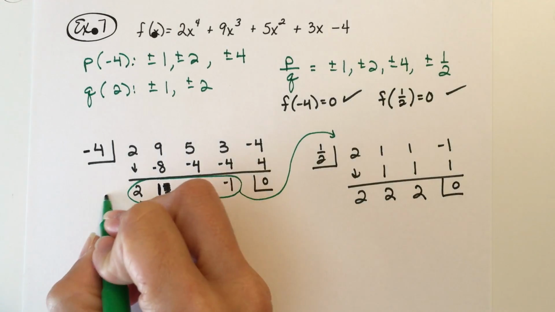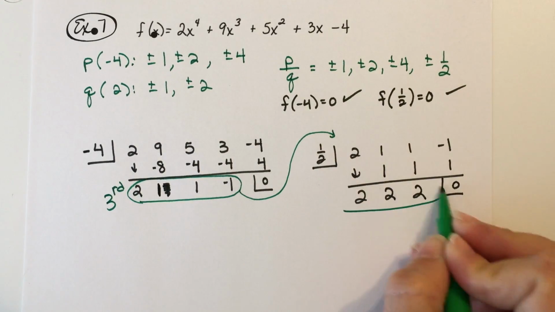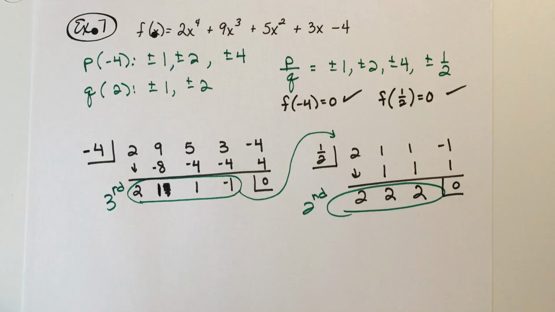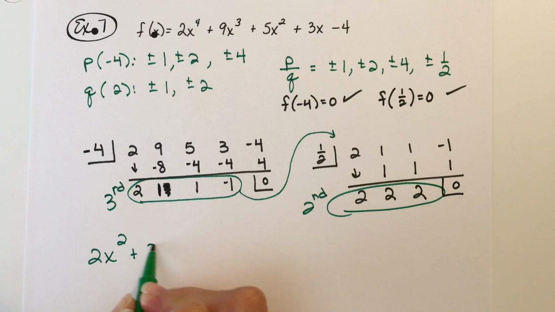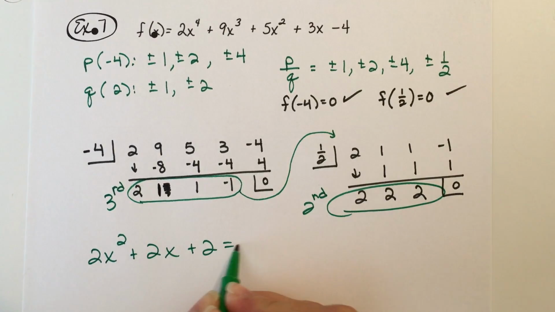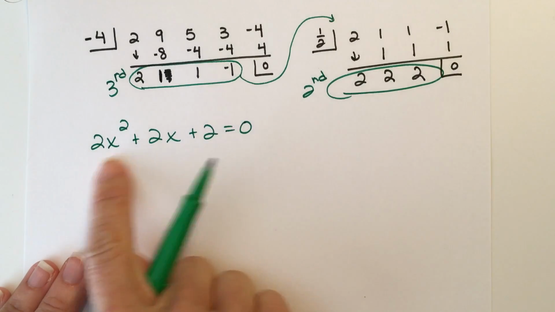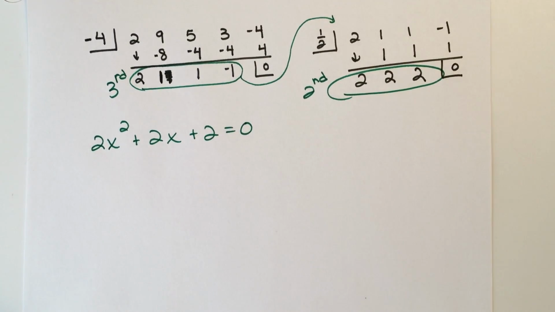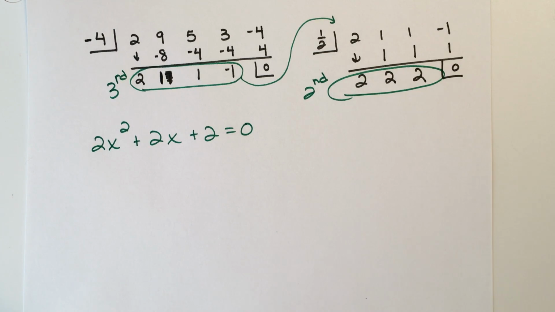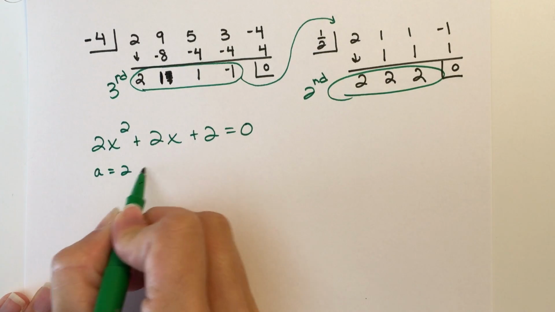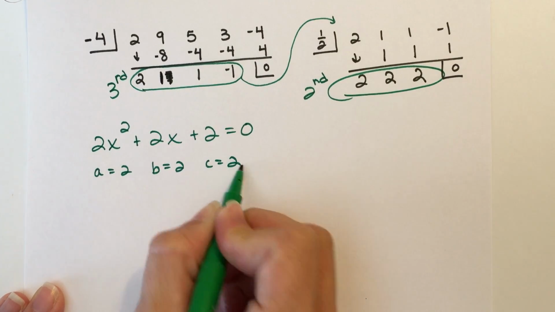So this was a third degree, which means this represents a second degree, okay? So I have 2x squared plus 2x plus 2. Now, you can factor a 2 out of this. It is a greatest common factor, but that's the only factoring that you can do. You're going to then have to do the quadratic formula anyway, so let's just go ahead and go with the quadratic formula here. So that means that A is 2, B is 2, and C is 2, okay?